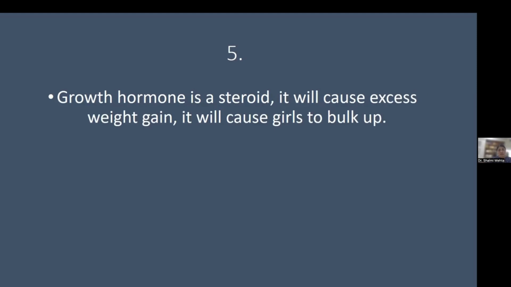Growth hormone is a steroid. It will cause excess weight gain. It will cause the girls to bulk up. That is not going to happen because number one, growth hormone is not a steroid. Your steroids are your hydrocortisone, your prednisolone, right? It's not going to cause excess weight gain. It's going to mainly work on your height. And for the girls to bulk up, they need testosterone, not growth hormone. So I have growth hormone, you have also growth hormone, we have not bulked up, right?